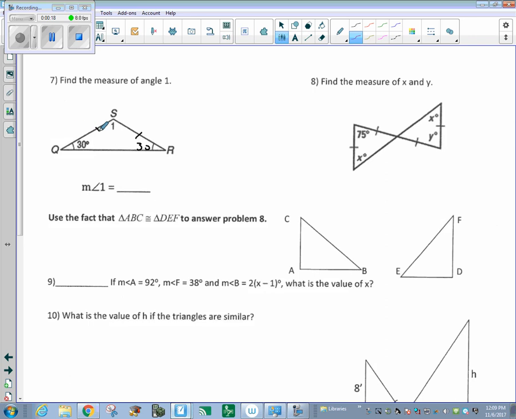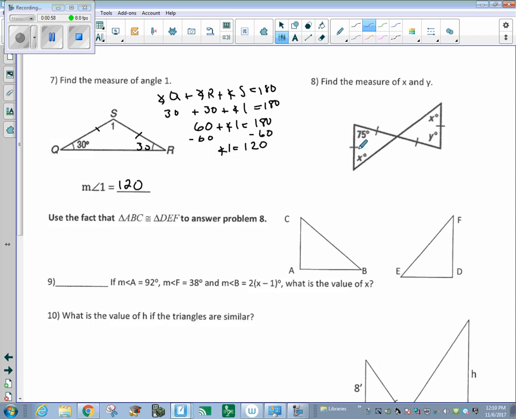So it looks like I'm dealing with an isosceles triangle, so I would know that angle Q plus angle R plus angle S will equal 180 degrees, because that's the measure of all the angles on the interior of a triangle. So angle Q is 30 degrees, angle R is 30 degrees, and angle, we'll call it angle 1, equals 180. Combining those, I get 60 plus angle 1 equals 180, and when I subtract the 60 across the equal sign, the measure of angle 1 is going to be equal to 120.